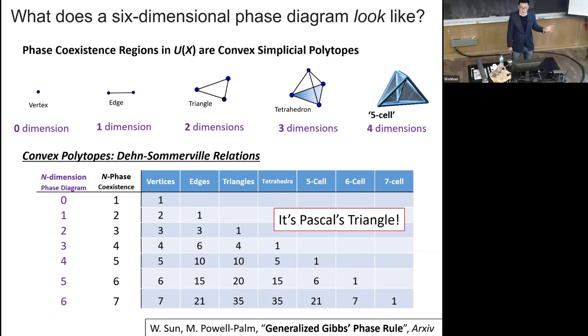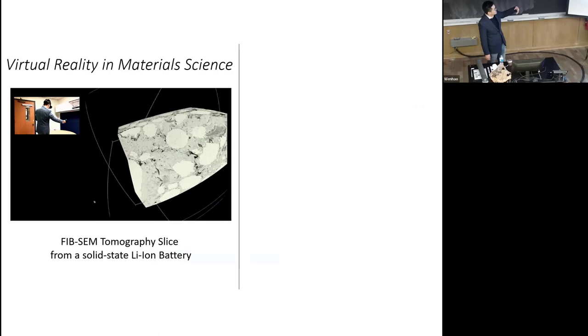So this is a paper that we have in progress right now. It's called Generalized Gibbs Phase Rule. If we know a general form of the Gibbs Phase Rule, then we have a geometric foundation for new phase diagrams. Okay? This is a video of me doing virtual reality in my office where I'm looking at a lithium ion battery and a slice. And in virtual reality, you can walk around and see things.